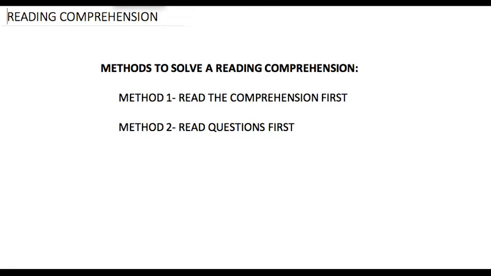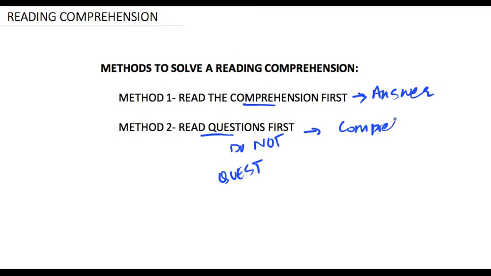There are two methods which are used to solve reading comprehension. The first method is that you go on to read the comprehension first and then you move to the answer choices. On the other hand, the second method is that you read the questions first, you do not read the answer choices, you just understand the areas which are asked in the reading comprehension through the questions, and then you move on to the comprehension.